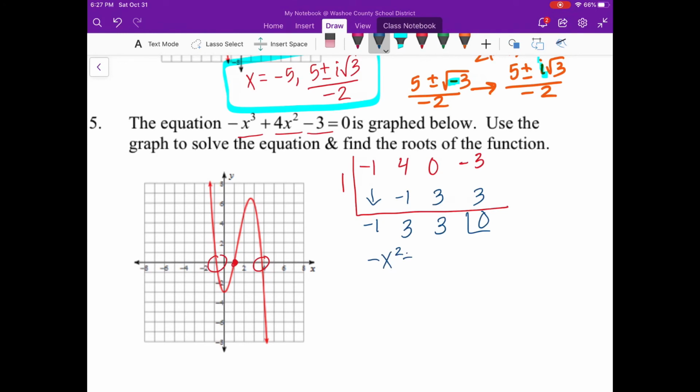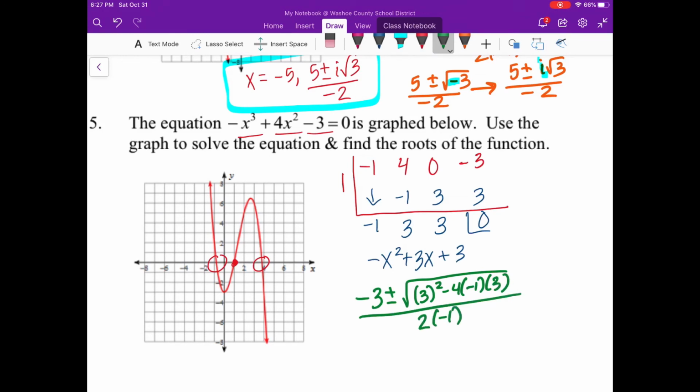Now I have -x² plus 3x plus 3 to work with. This is a quadratic, so I can try to factor, or I can use the quadratic formula. So I know this is not going to factor out nicely because it doesn't go through exactly at nice zeros there. So I'm going to use the quadratic formula. So I have -b plus or minus square root b squared minus 4ac all over 2a. Okay, so I go through and simplify my radical here. I get 21 over -2.